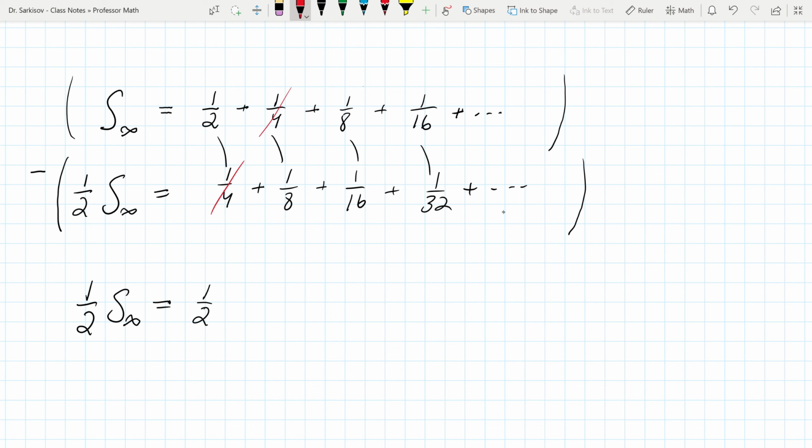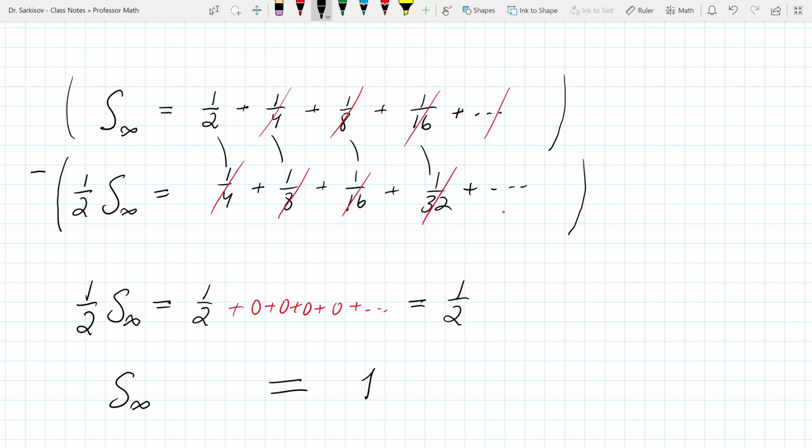Okay. What is an eighth minus an eighth? 0. What is this and that subtracted? 0. So this is plus a 0, plus a 0, plus a 0, plus, you've guessed it. There's going to be all zeros all over the place to infinity. This is equal to what? 1/2. Okay, so 1/2 S infinity is equal to 1/2. Guess what? S infinity, the sum we're looking for, is equal to 1.